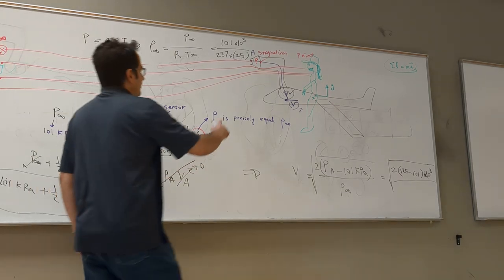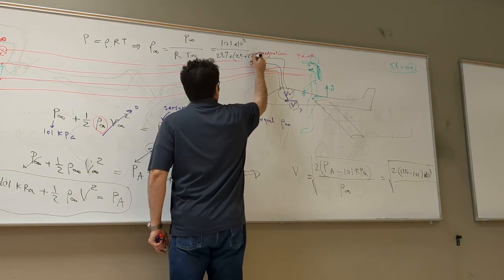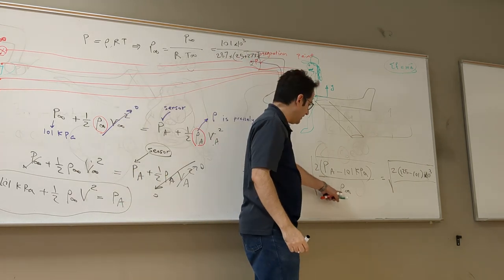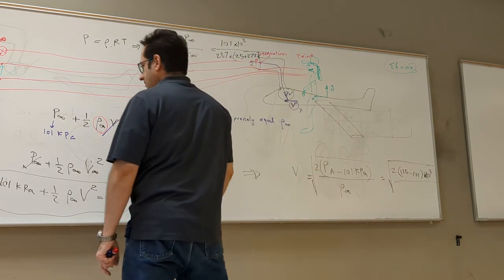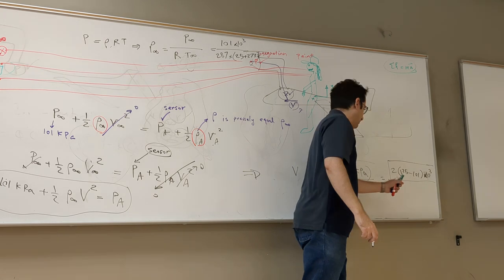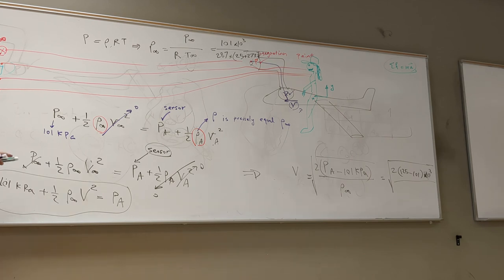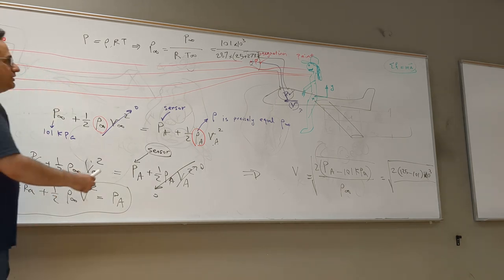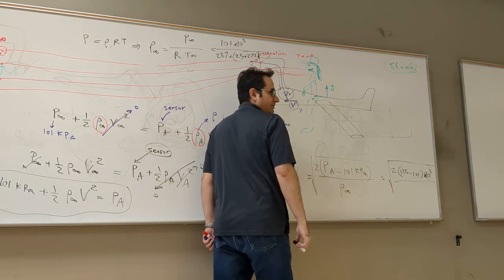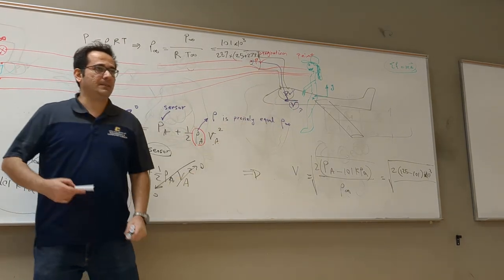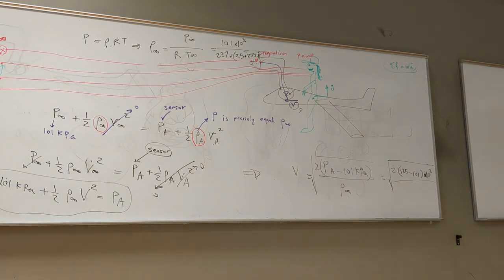So 25 plus 273.1. You get the density from there. So you can put the number here. And then the sensor number, PA, is what? I already did. And then you can compute the velocity of the aircraft. So this is more accurate compared to the thing that we did last time. Before, by putting the coordinate system on the aircraft, you needed to make an assumption for rho at A. Okay? All right, so let's go to the next problem.